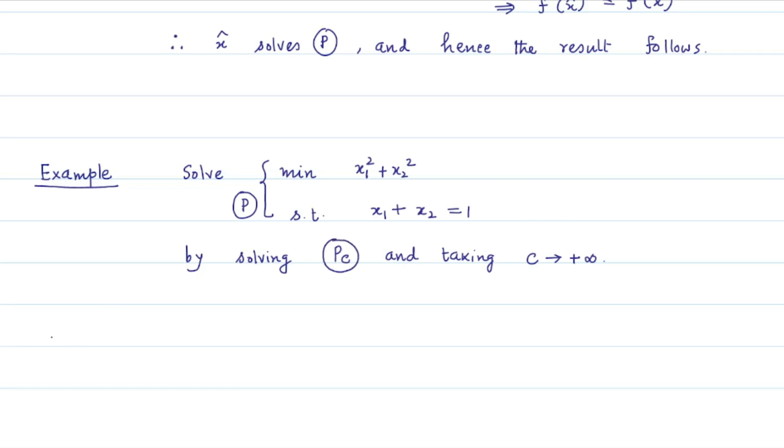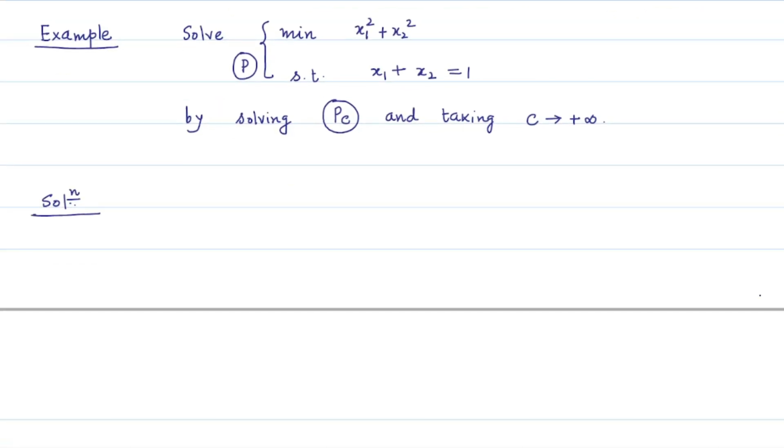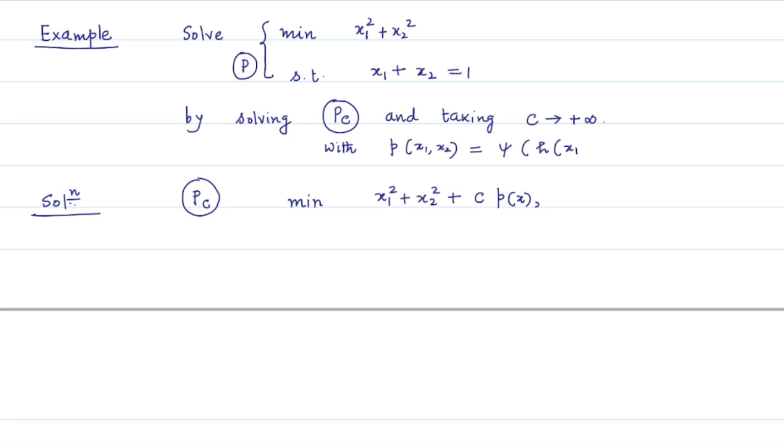Let us see whether we can solve this problem P by solving PC and then taking c tends to positive infinity. Indeed, it is possible, and the certification is as follows: corresponding to this given problem capital P, the problem PC is your unconstrained optimization problem, minimization of f(x) plus c times p(x), and here we take p(x) given by psi of the constraint. Here only one equality constraint is there, h(x1, x2), so we take the expression of psi as the absolute value of h(x1, x2) squared. We are taking up the quadratic penalty function psi.